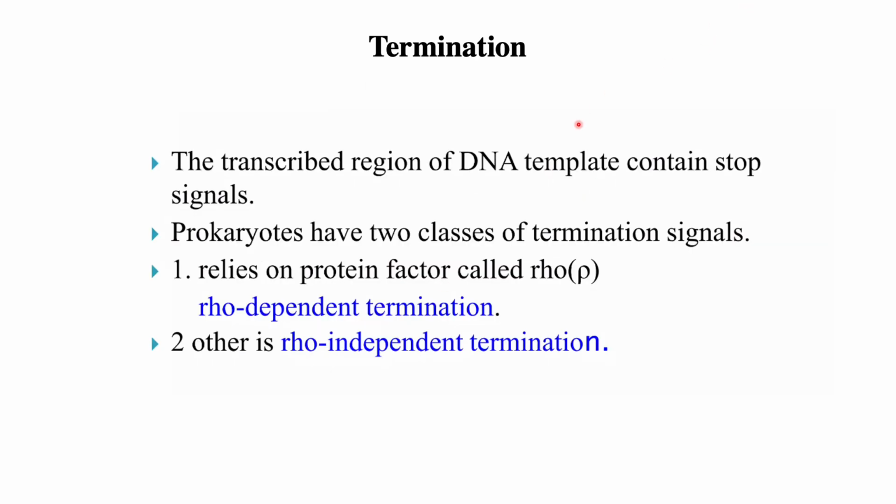So the final step is termination. This is where the transcribed region of the DNA template contains the stop signals, and the enzyme recognizes this stop signal, and the whole process of transcription stops. Prokaryotes have two classes of these termination signals. One of the termination signals relies on a protein factor called Rho. This process of termination is called Rho dependent termination, and the other one doesn't rely on a Rho factor, and hence it's called Rho independent termination.